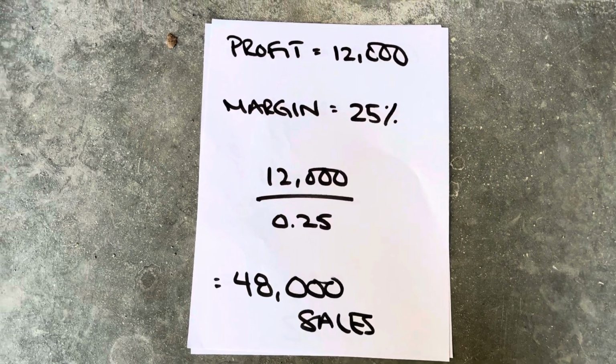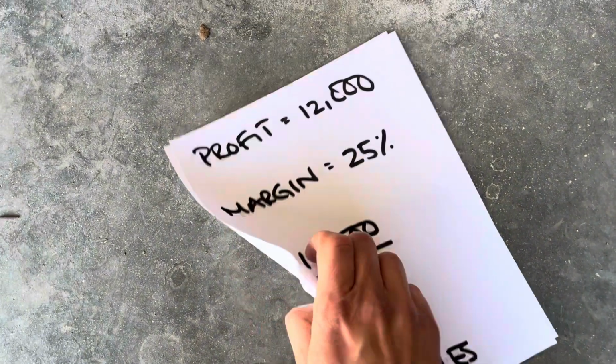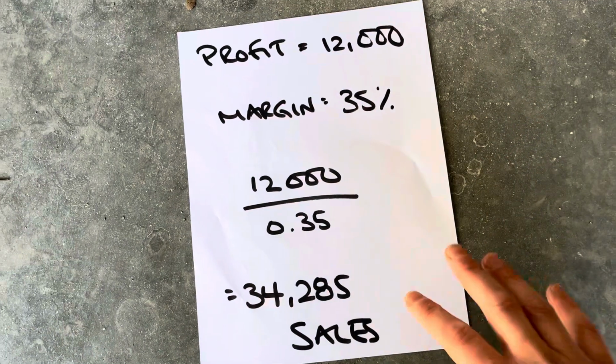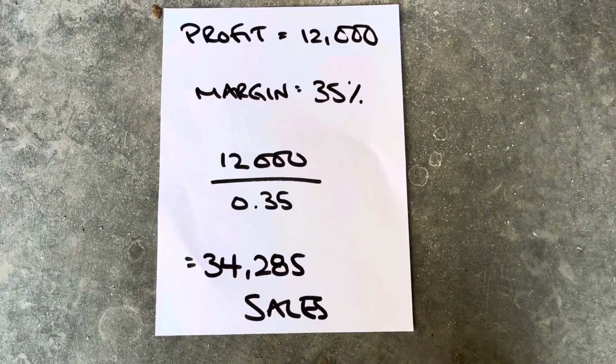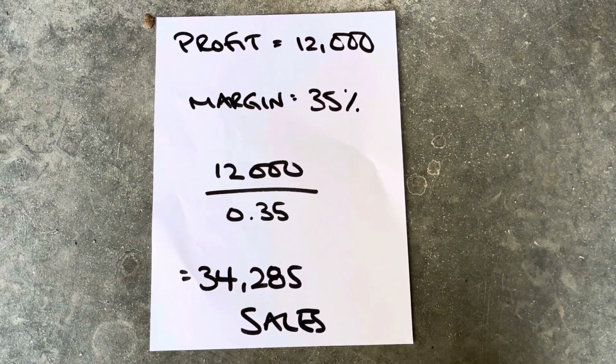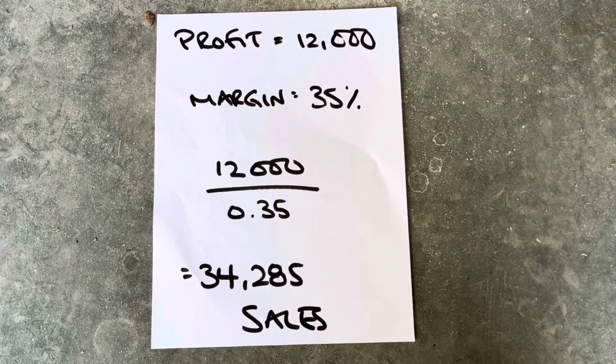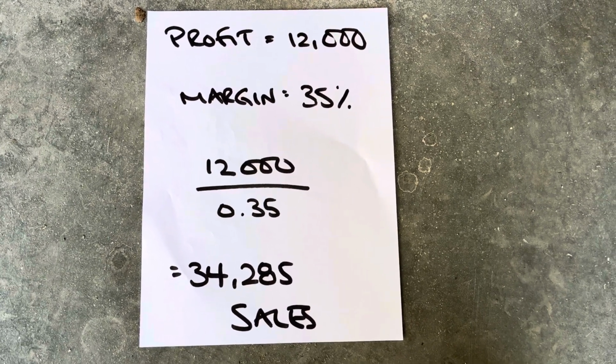What if that margin went the other direction? What if we went up 5% instead of down 5%? So 35%. So $12,000, again, same thing. Divide that $12,000 profit goal by 35%, by 0.35, you get $34,285 in sales.